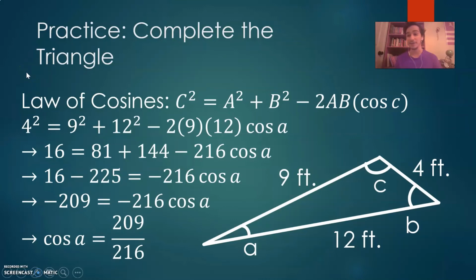But anyway, I chose 4, so we have 4 squared is equal to 9 squared plus 12 squared minus 2 times 9 times 12 times cosine of a. So I did all this work, you guys can see it right here, and basically we want to isolate a. So we have cosine of a is equal to 209 divided by 216. And one way you can tell if you're on the right track, or if you've fallen off the track, is if your cosine ends up being greater than 1, you know that something has gone wrong, because cosine is always going to be between -1 and 1. So always keep that in mind.